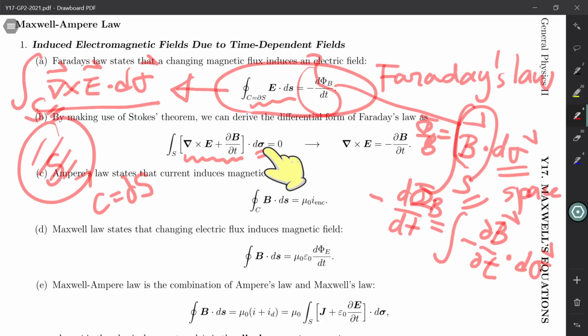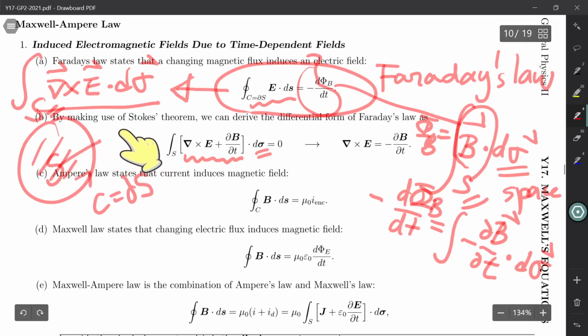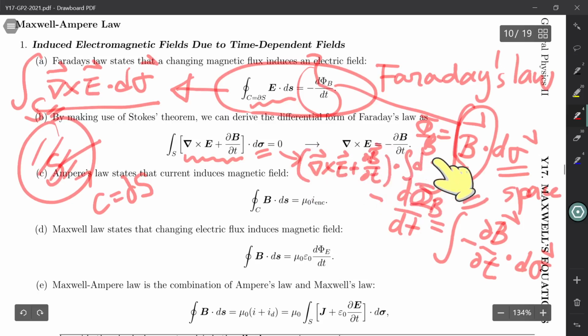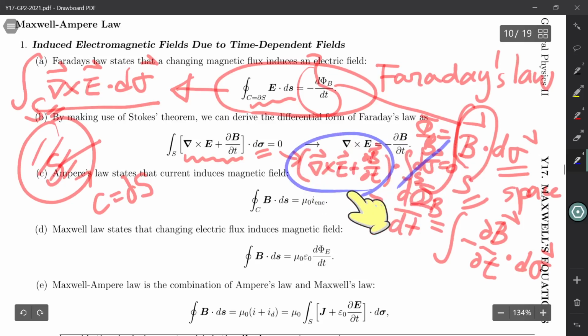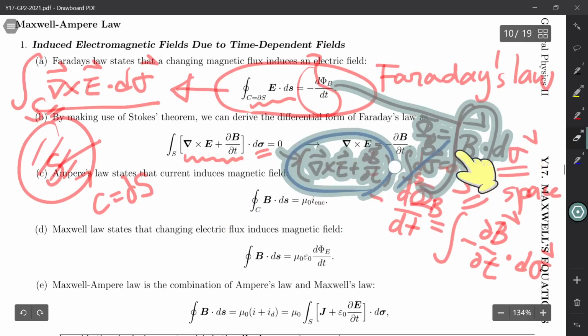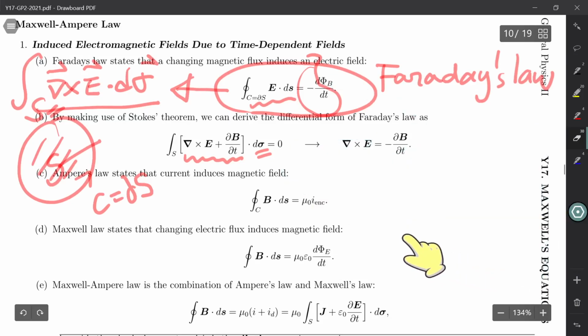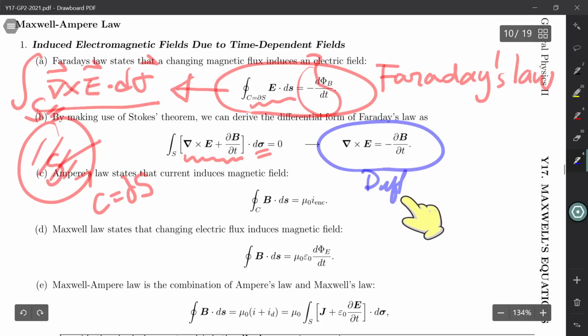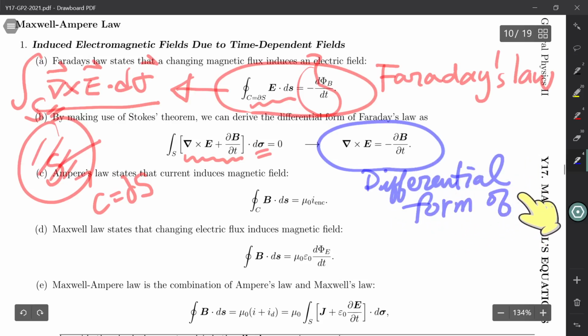As we have done with Gauss' law, if we shrink the surface into a tiny space, then it is factorized into curl E plus this one multiplied by the surface area, a tiny surface area. Because the integral is 0, and the area is non-zero, this one must be 0. So we ended with the differential form of Faraday's law.